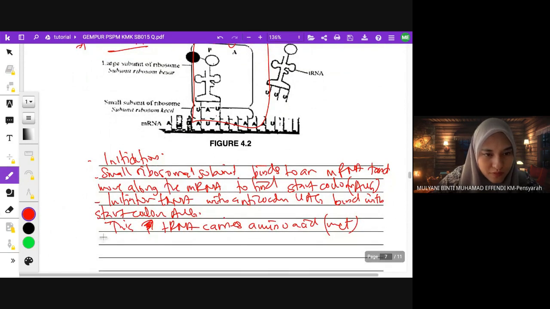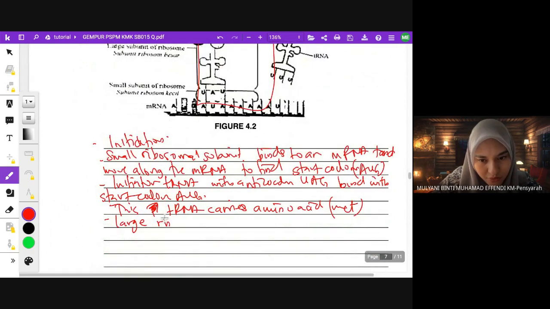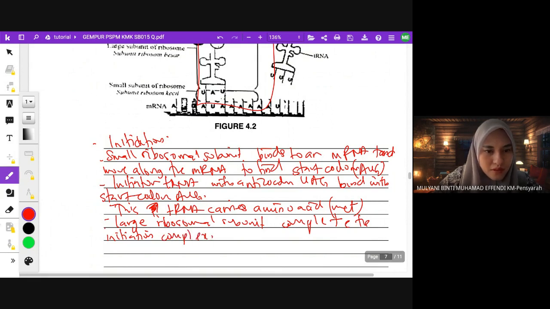Lepas tu large, so berapa point ni? 6 markah. Okay, so ada point lagi lah. So large ribosomal subunit complete the initiation complex. Okay. Apa lagi ya? Okay, yang ni lah.